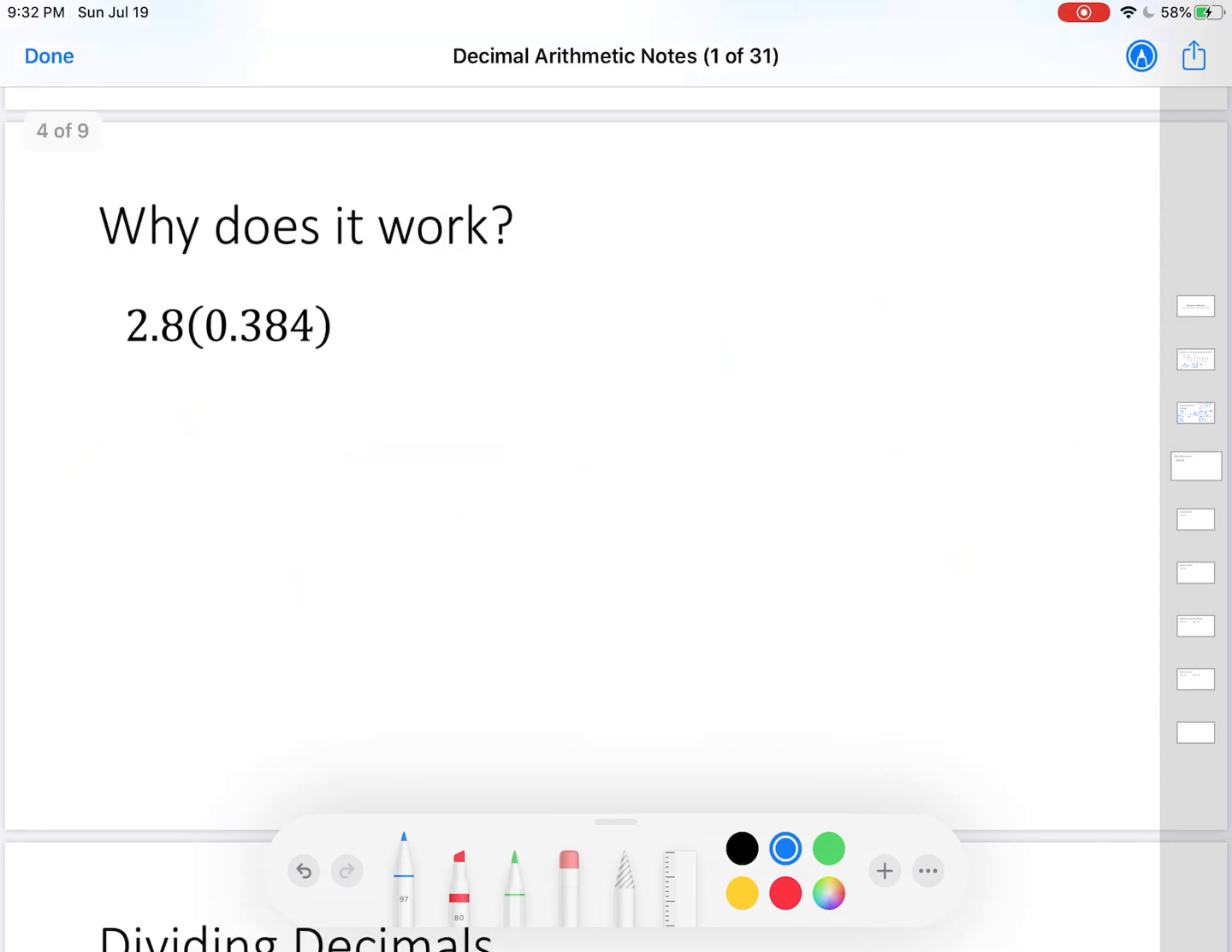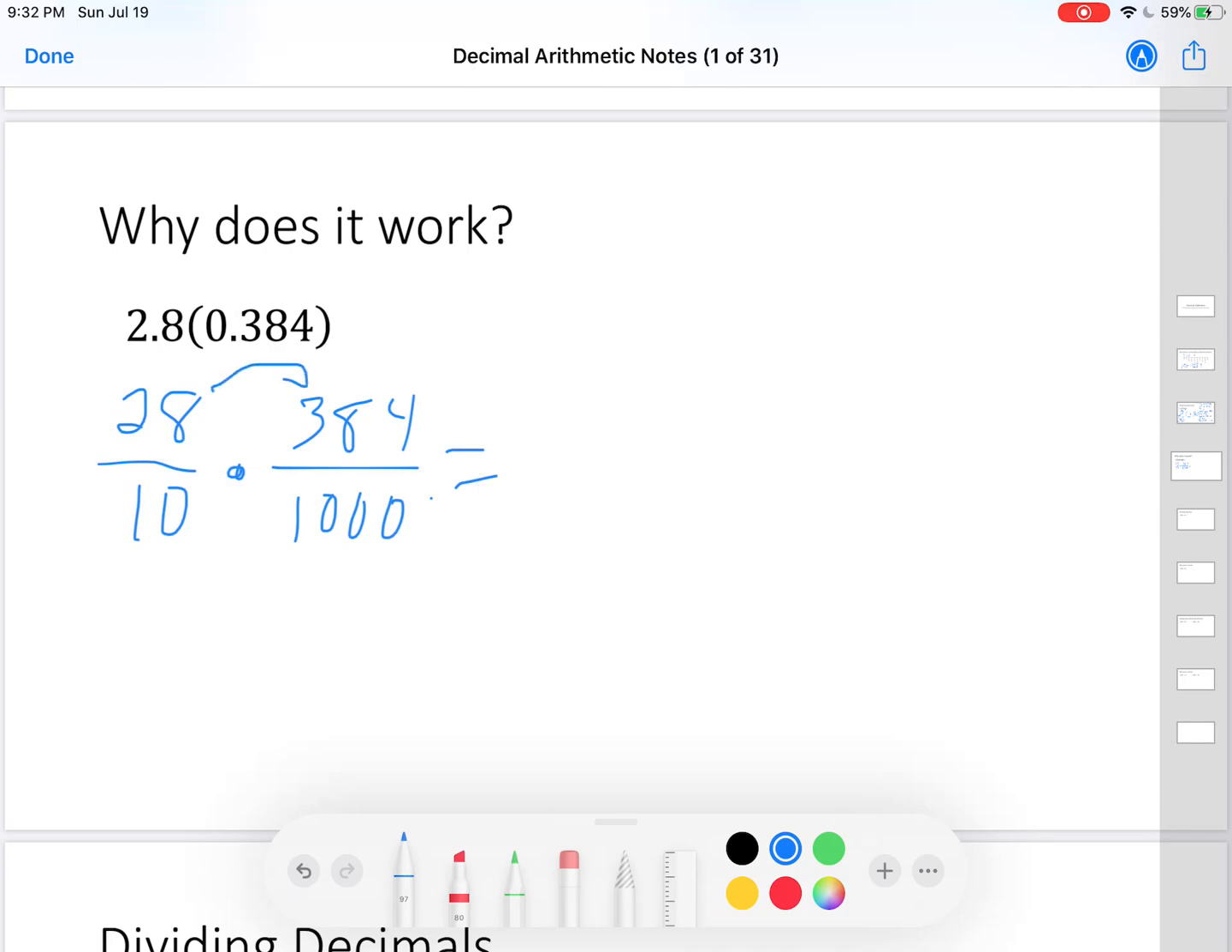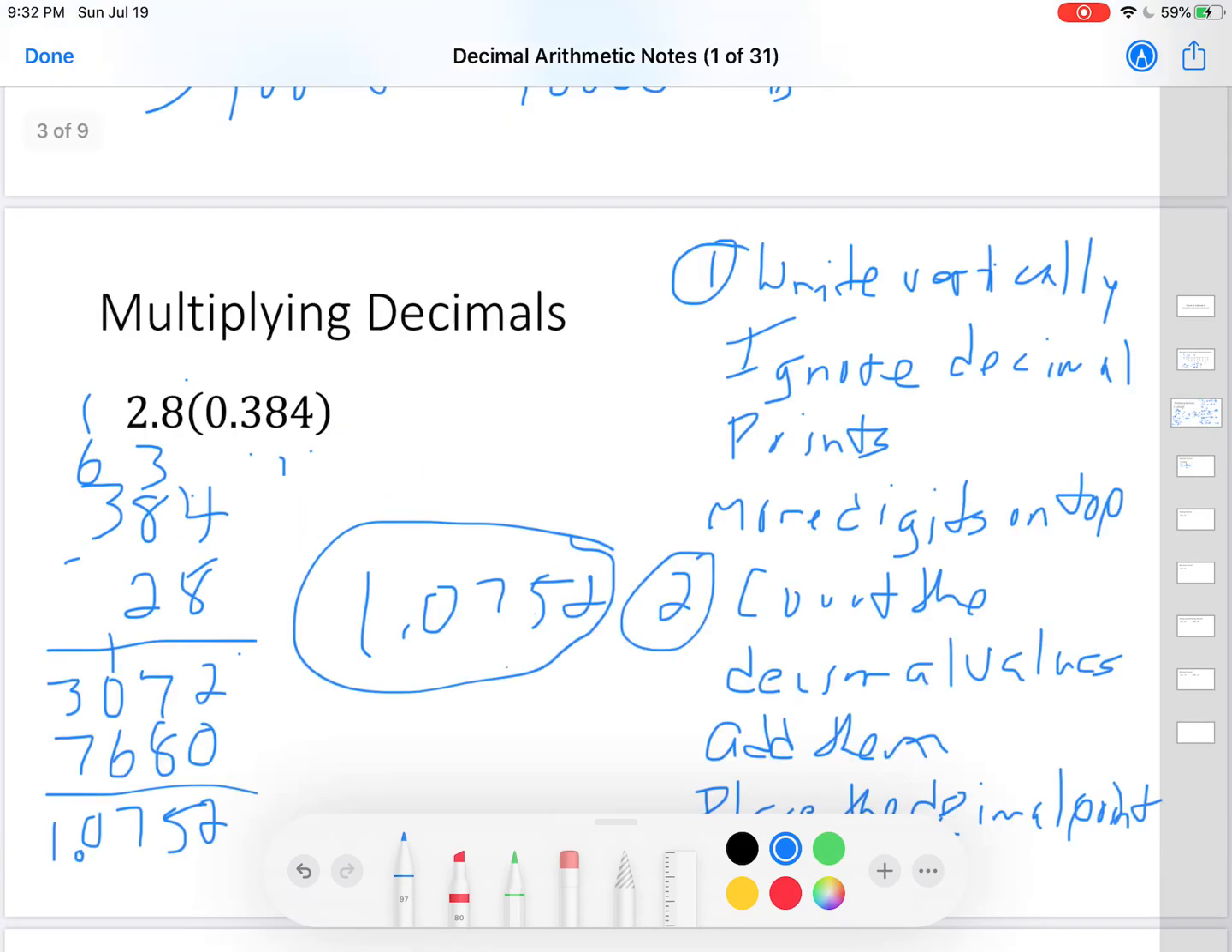Now, why does that work? Well, let's think of these two things as fractions. This one is 28 tenths, and we're multiplying it by 384 thousandths. Now I know that there's cross-canceling to do, but we're not going to do cross-canceling. I just want you to see what this would do. What would you do first? Well, you would do 28 times 384. What did we do over here?